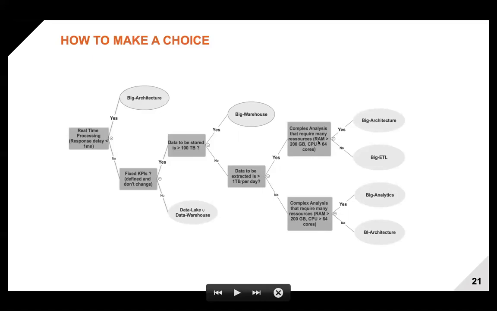If it is yes, here we have to ask another question. Should we manage complex analysis? If yes, the big data architecture would be the good solution. If no, the big ETL would be the good solution. And then here, if we have a high data volume to extract and we don't have complex analysis, in this case, BI architecture can respond to this need, and in the other case, big analytics can be a good solution.